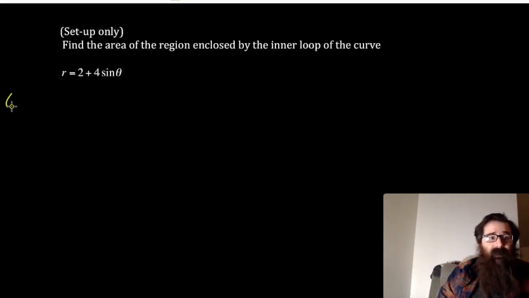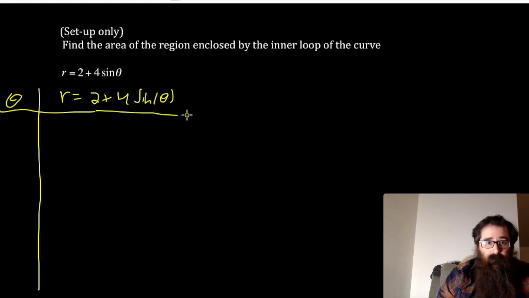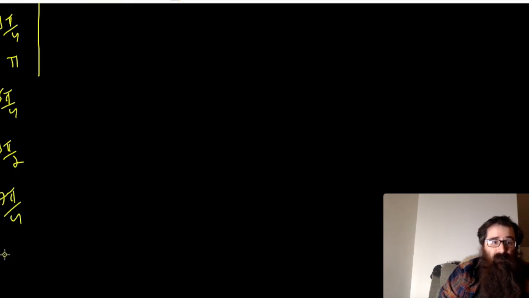I'm going to want to get my table. And again, I can use my scale that I've already been using, which is by pi over 4. And that should work well in this application as well. Let's say 0, pi over 4, pi over 2, 3 pi over 4, pi, 5 pi over 4, 3 pi over 2, 7 pi over 4, 2 pi.